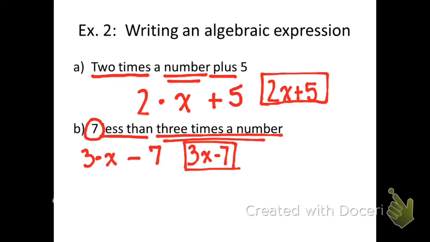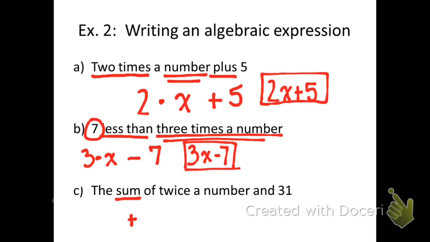Okay? Continuing on here, letter C. First thing we do, you're looking for indicator words. Here we have sum. Sum means plus, of course, so we put plus down. It says the sum of twice a number. Twice means 2 times something, so it's twice a number, so it's 2 times x and a number, 31. Simplify, it's going to be 2x plus 31 is your final answer here.